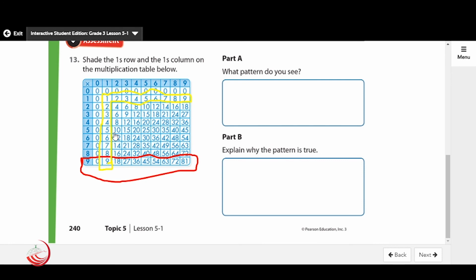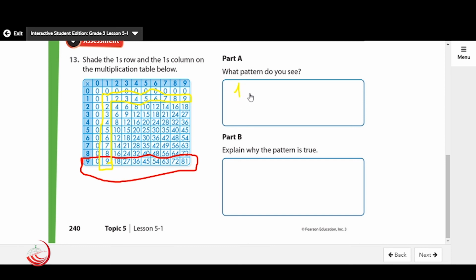What we can see is that all products are equal to the other factor. What do I mean by this? I mean that when I multiply 1 by 1, I will get 1. When I multiply 1 by 2, I will get 2. When I multiply 1 by 3, I will get 3. So all the products are equal to the second factor I multiply by.